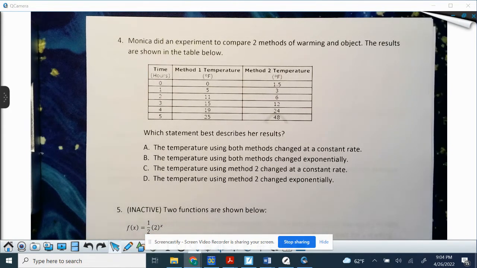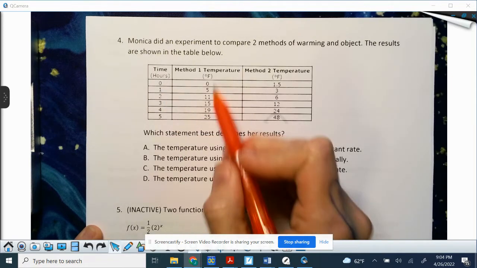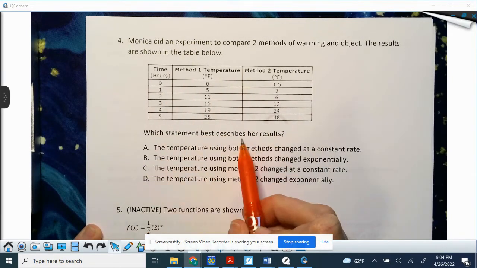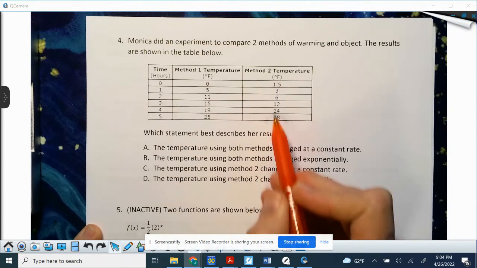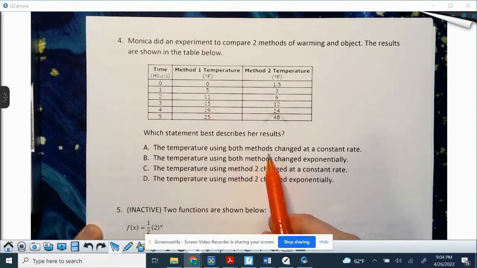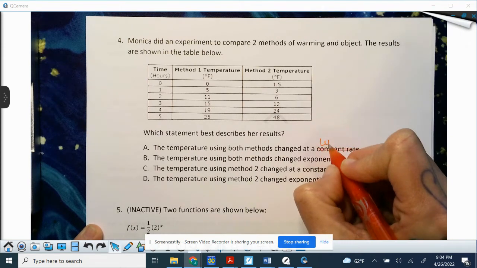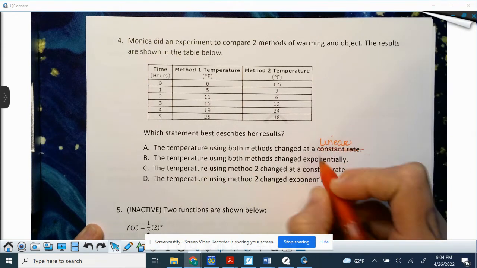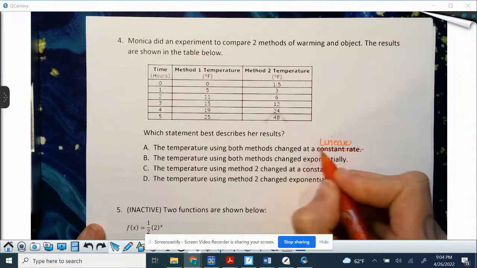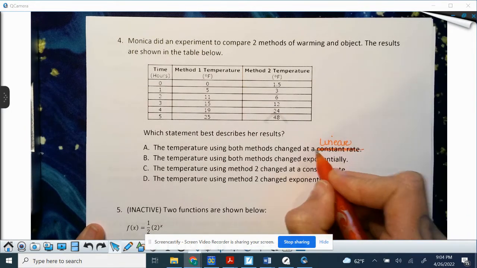Now this is another EOC release question. So we have 2 tables. Which statement best describes her results? So the table 1 from temperature, method 2 temperature. The temperature using both methods changed at a constant rate. So the word constant rate means linear. So we know as soon as you see constant rate, you think linear. That means, is it a linear function?